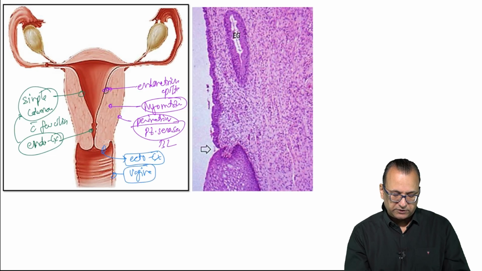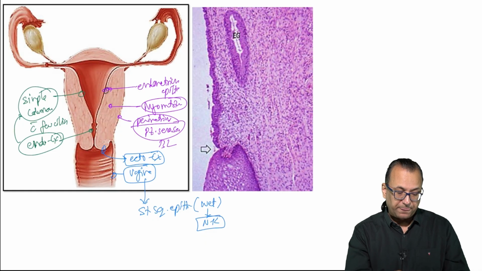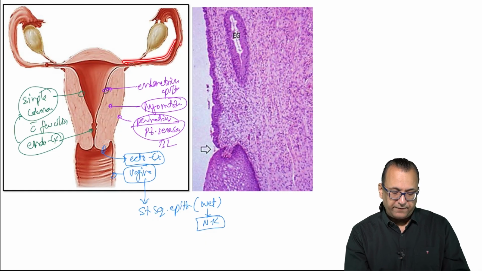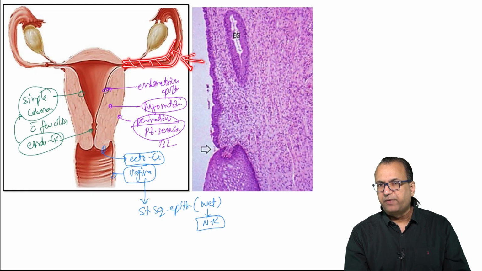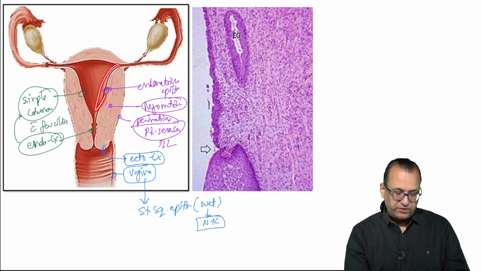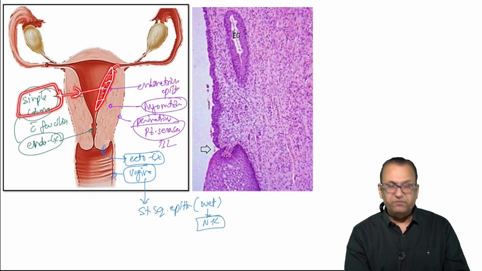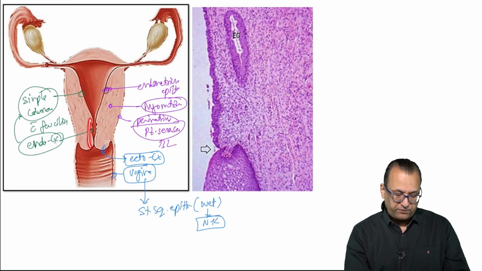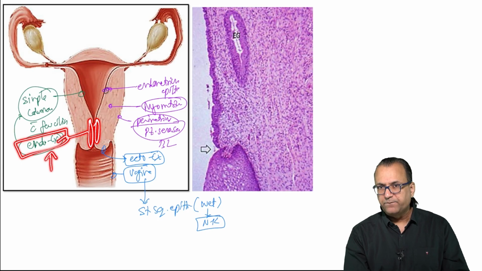So, what is the ectocervix or vagina lined by? They are stratified squamous epithelium, and since they are wet, it will be non-keratinized. So, non-keratinized stratified squamous epithelium. I will repeat. What was the epithelium of the fallopian tube? Fallopian tube was ciliated simple columnar epithelium. What is the epithelium of the uterus? It is again simple columnar epithelium with scattered cilia. What is the epithelium of the endocervix? Endocervix is simple columnar epithelium.